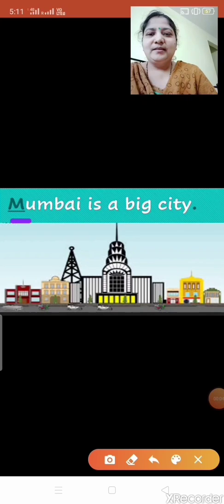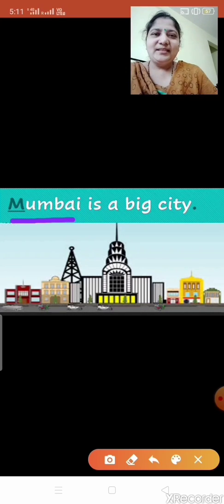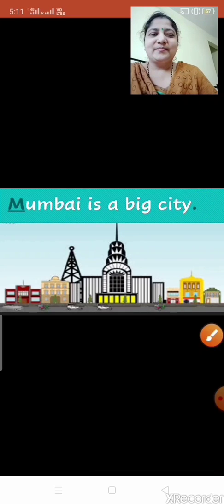Mumbai is a big city. Mumbai is a name of a place. It is a special name given to a place. So, we begin the sentence with a capital letter and also because it is a special name. Mumbai is a special name. That's why we write Mumbai in capital. And how do we end a sentence, children? We end a sentence with a full stop. Correct?